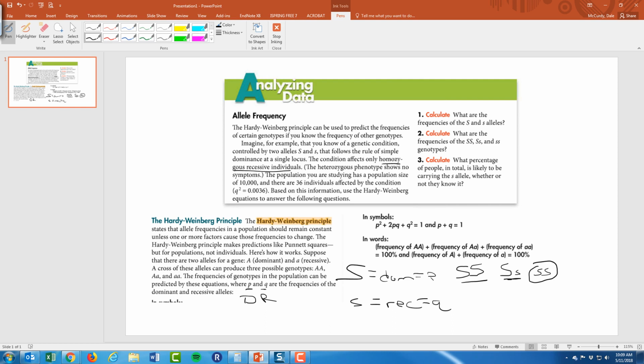All right, they give us a population. They tell us that we have 10,000 organisms in our population, and only 36 have the condition.